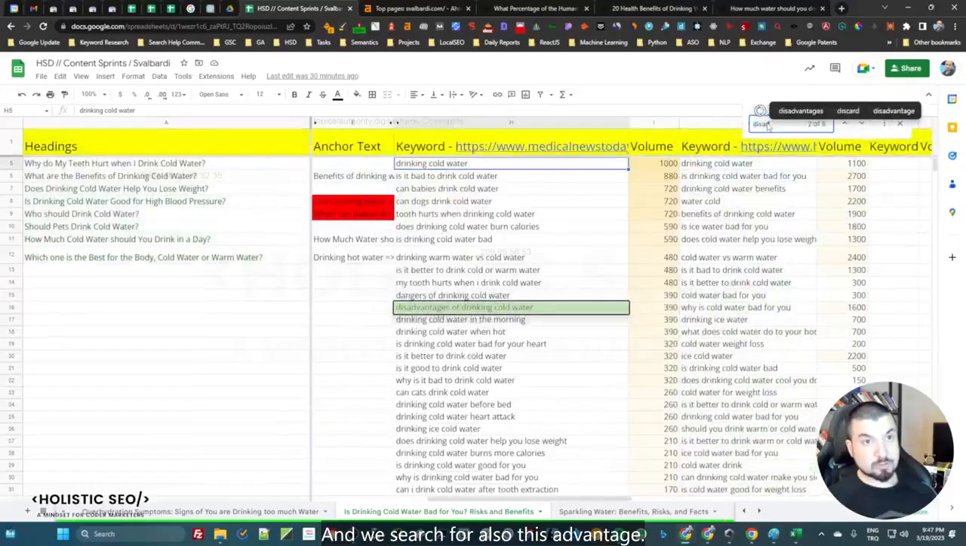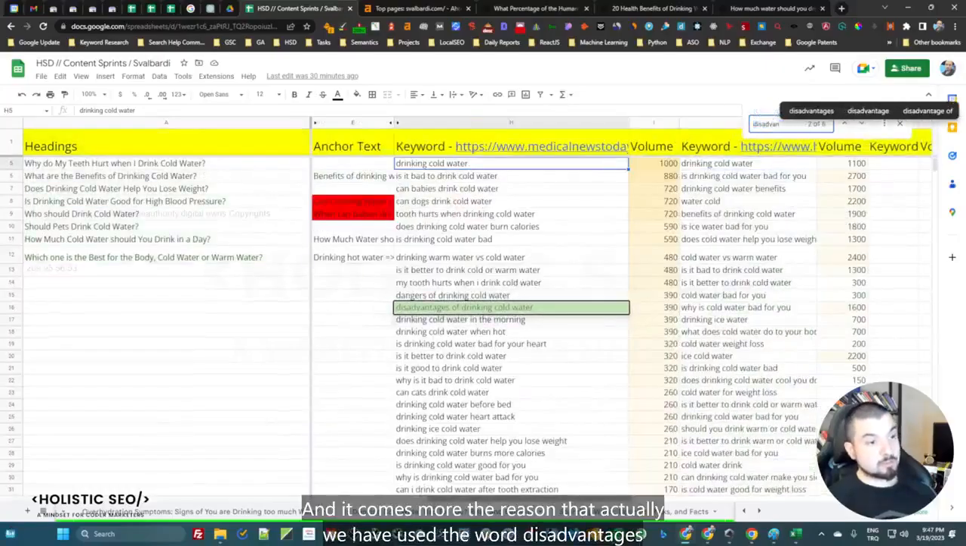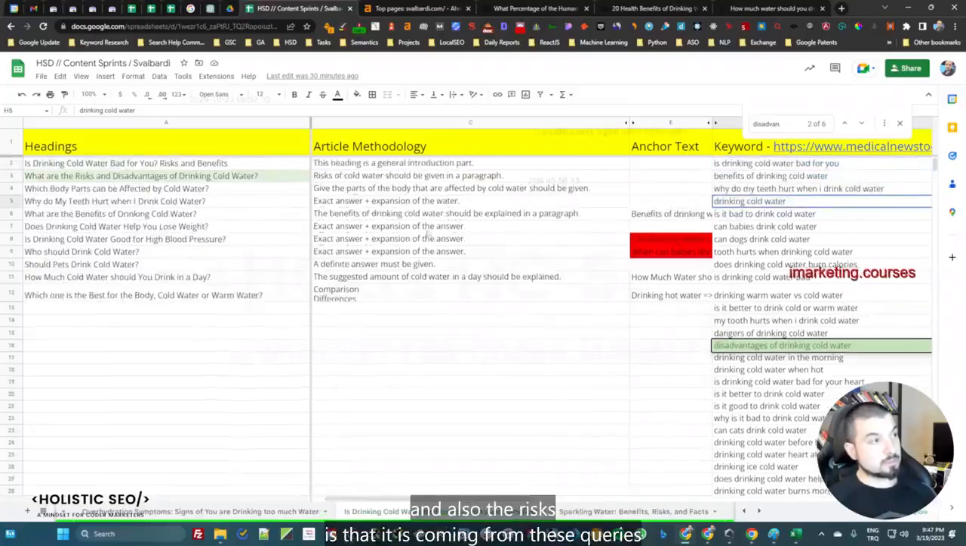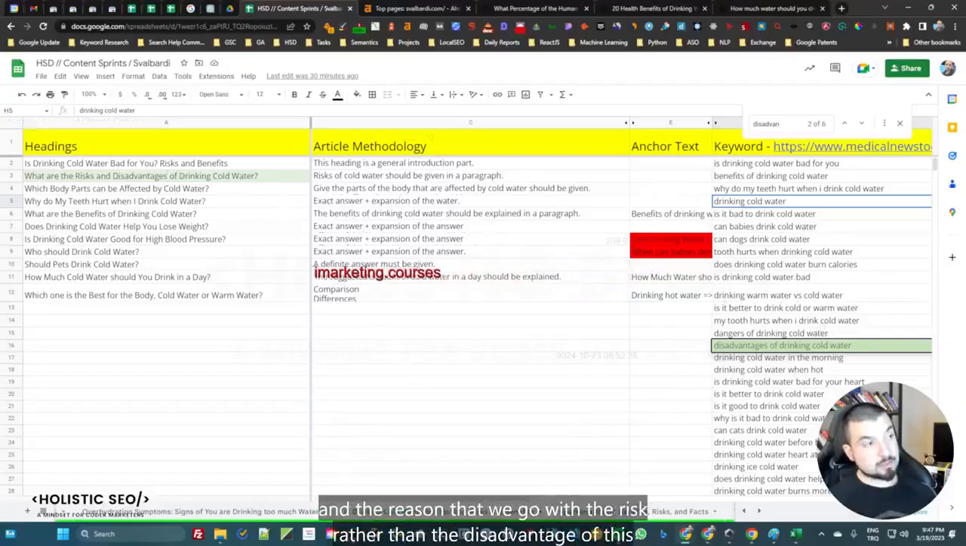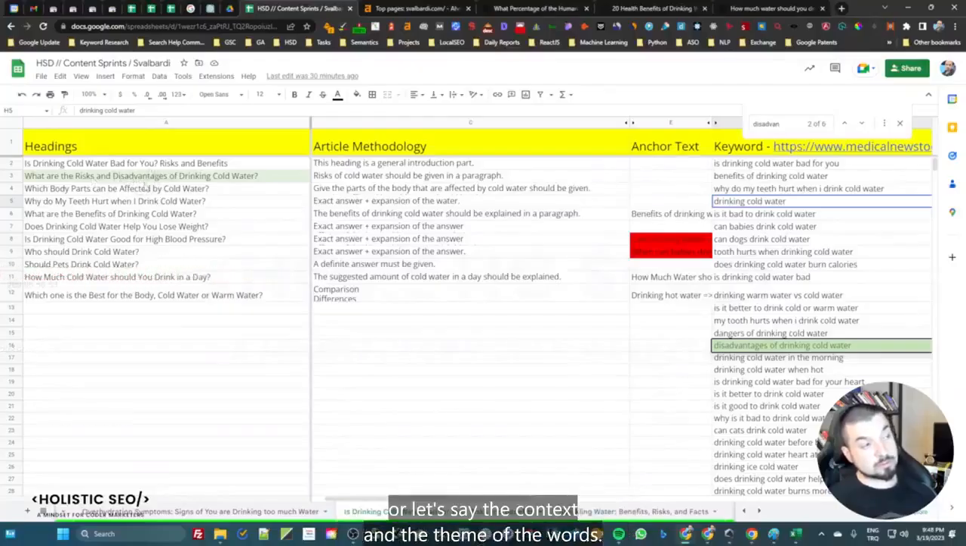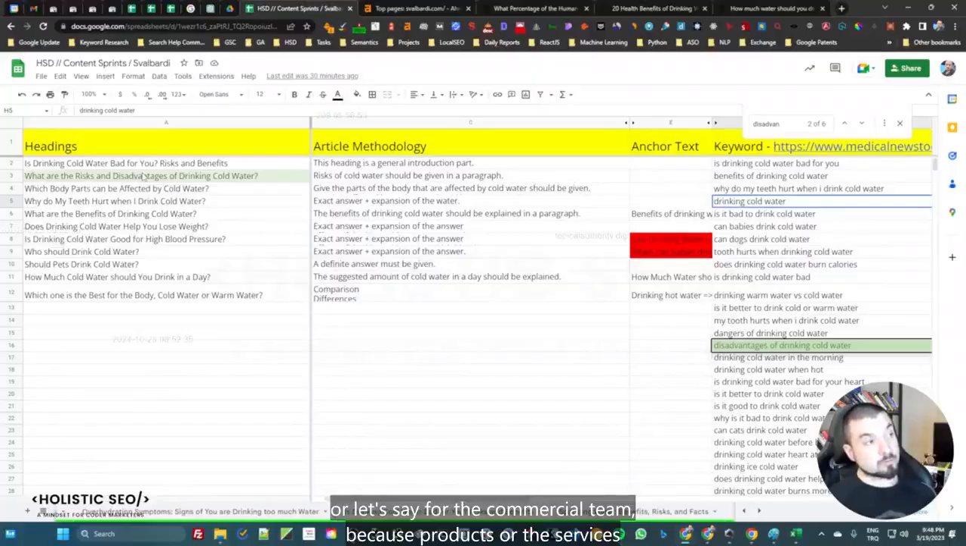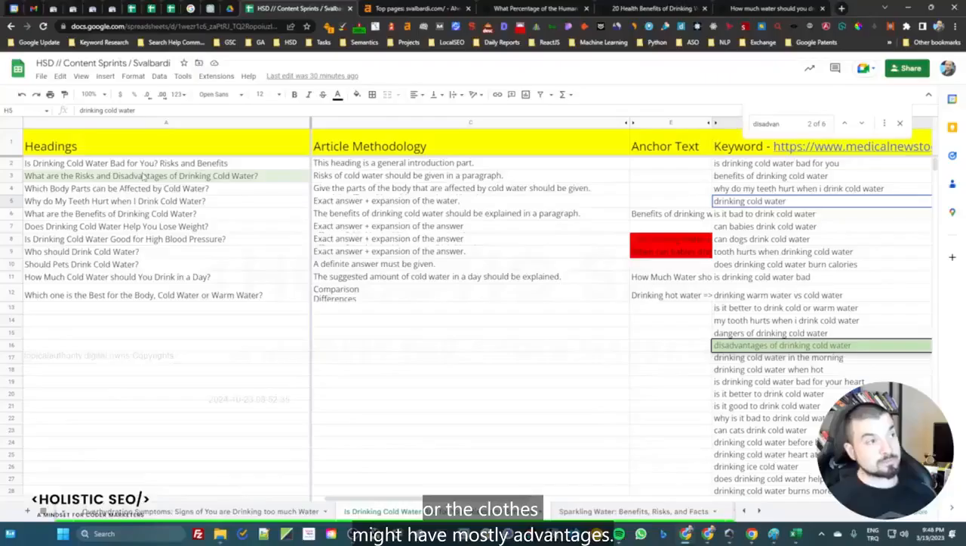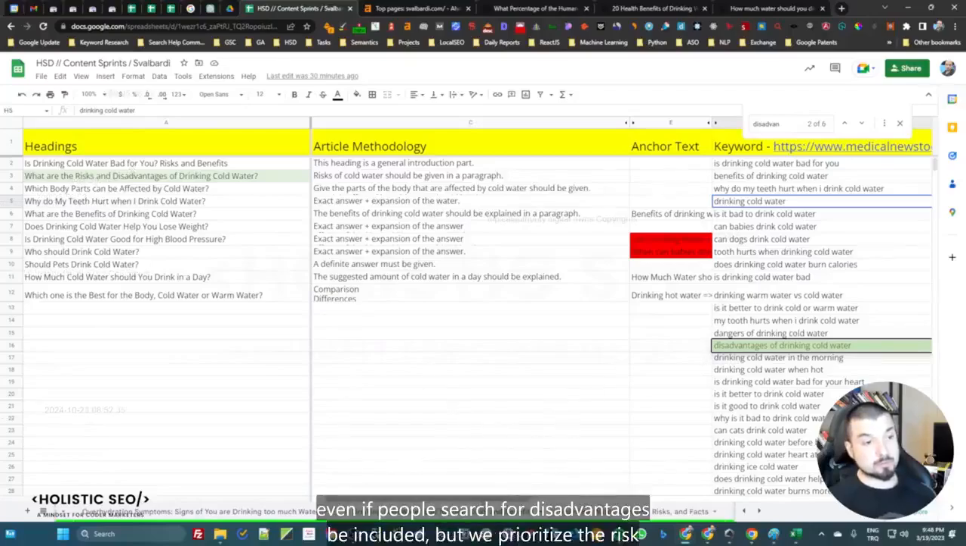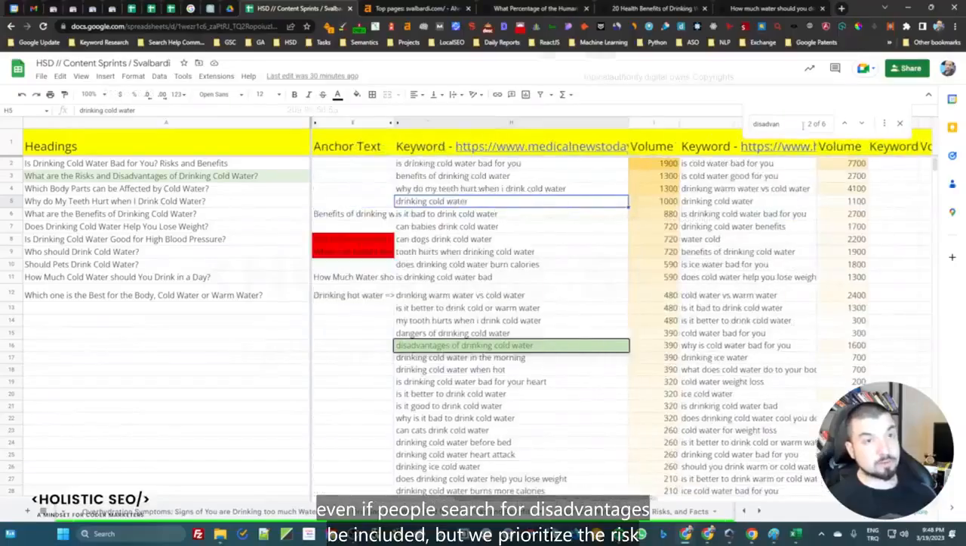And we search for disadvantage also, and it comes more. The reason that we have used the word disadvantages and also the risks is that it is coming from these queries, because they both appear inside the queries. And the reason that we go with the risk rather than the disadvantages is that it is coming from the nature, or let's say the context and the theme of the verse. The word disadvantage is a proper word for the commercial theme, because products or services or clothes might have mostly disadvantages, but when it comes to health related things, mostly you should go with the word risks. That's why even if people search for disadvantages, we include it, but we prioritize the risk.